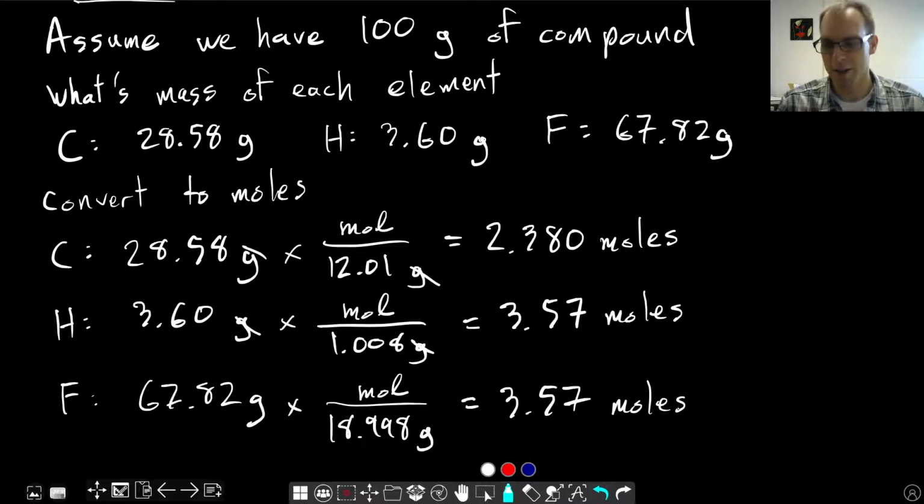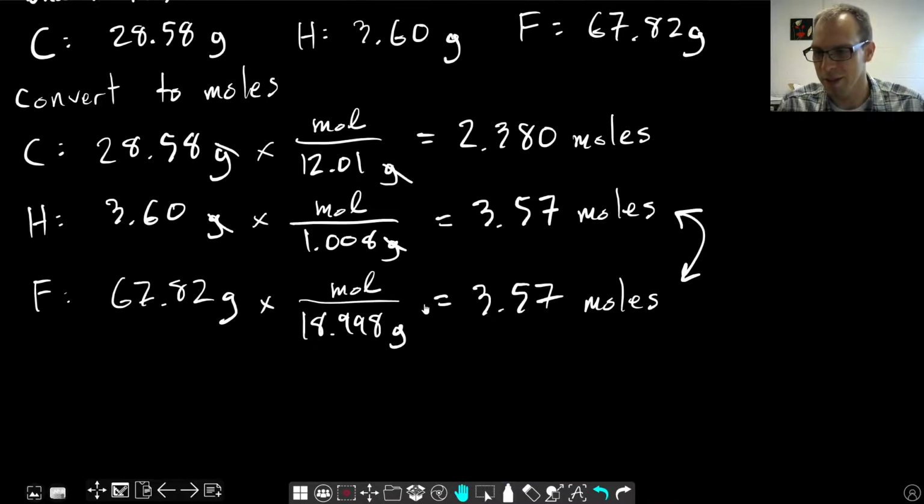Now, it's not a coincidence that these numbers are the same. This is a consequence of the fact that there must be equal number of atoms of hydrogen and fluorine in this compound. Okay, so now we've converted to moles, but this doesn't give us an actual formula. I mean, we could write a formula. It's just not a very satisfying one. It doesn't give us whole numbers.